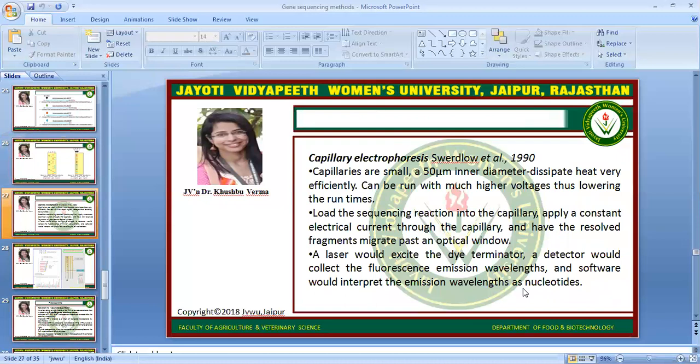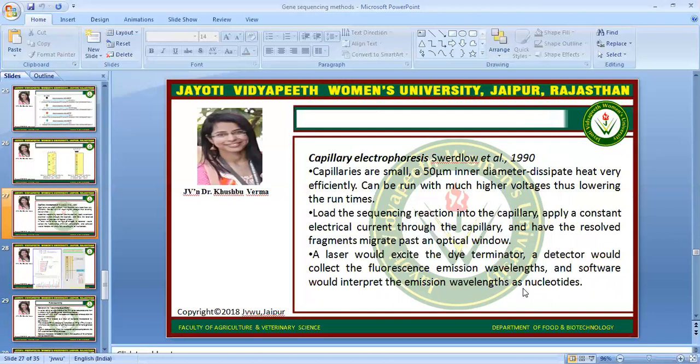Now we will discuss capillary electrophoresis. It was given by Sheldon et al. in 1990. Capillaries are small, with a 50 micrometer inner diameter. They dissipate heat very efficiently and can be run with much higher voltage, thus lowering the run times.